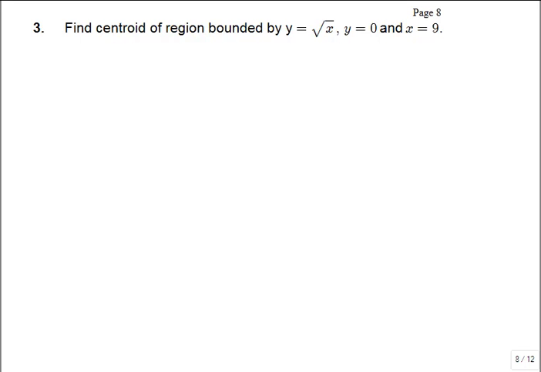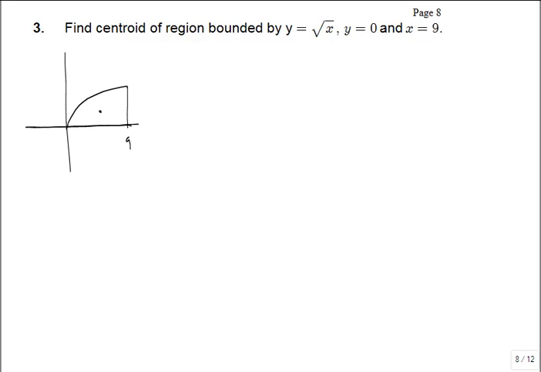So let's first visualize our region here. We have the square root of x, we've got y equals 0, and we've got x equals 9. So this is our region. And we want to find its centroid, which is its center of mass. So somewhere in here, there's a point where that mass is sort of centralized, right? So how do we find the coordinates of that point?